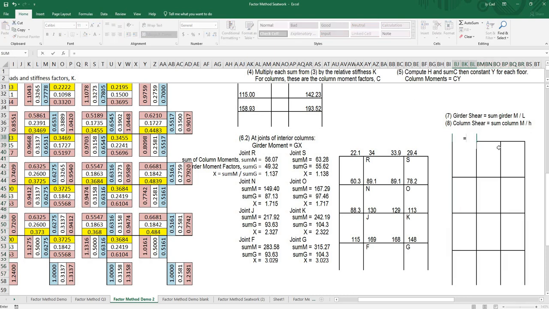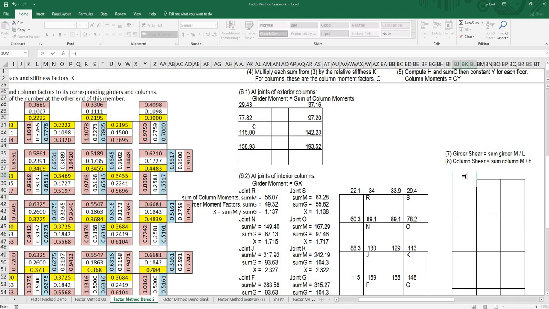Okay, ulitin ko. Exterior moment, 29.43 plus 22.1 divided by 4. Okay. 12.8848. So, yan yung girder shear. Remember na yung girder shear, it is acting at the center.